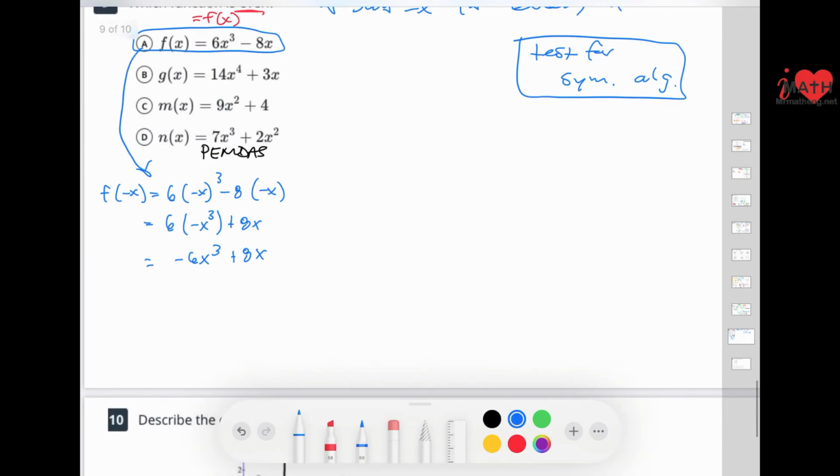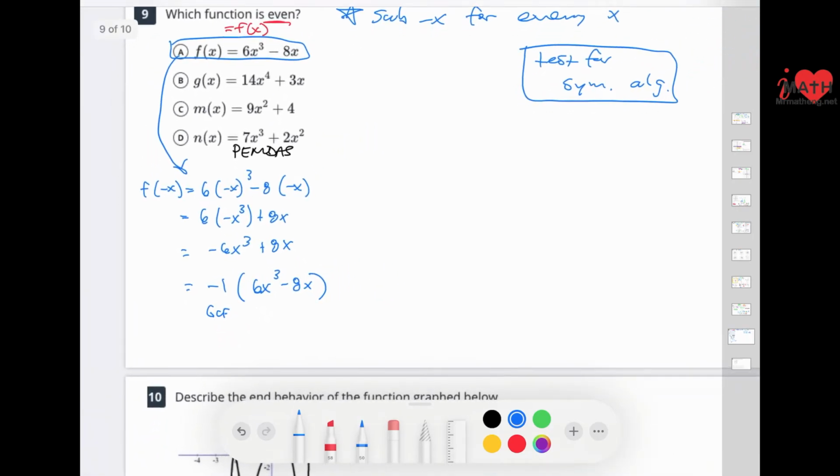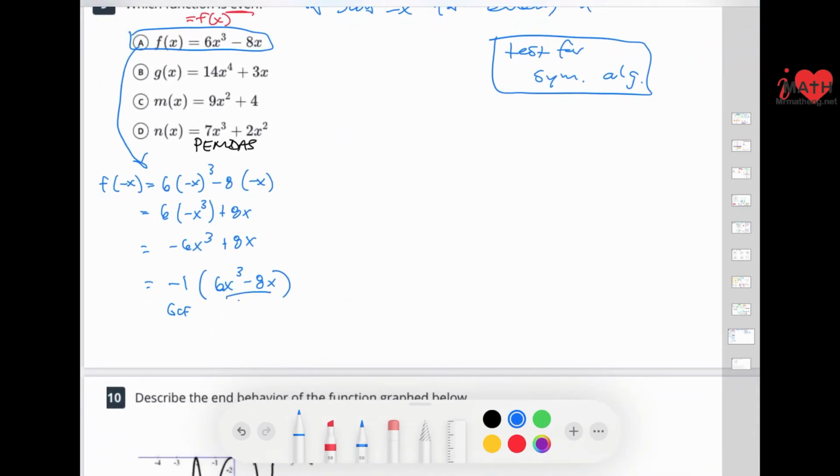Okay, now this one has a negative. So if I factor out a negative 1, this is my greatest common factor, I get 6x cubed minus 8x. And so you'll recognize that this is the original. So this one's actually the opposite of the original. This one is actually an odd function. So it cannot possibly be a.